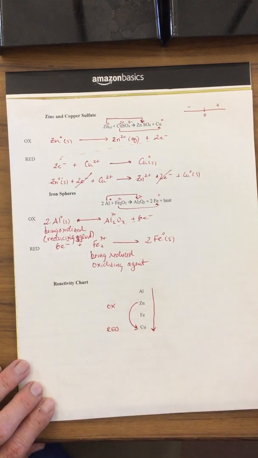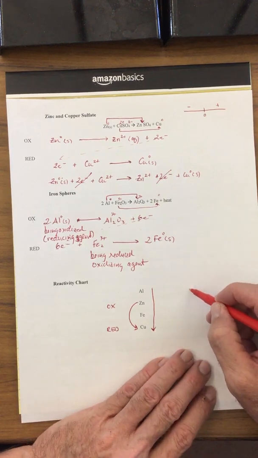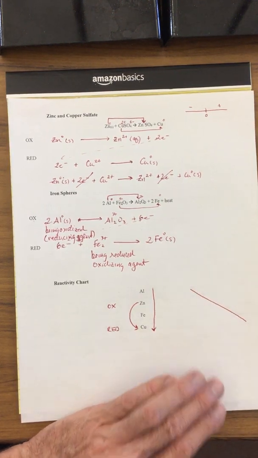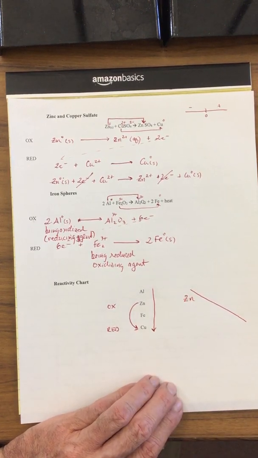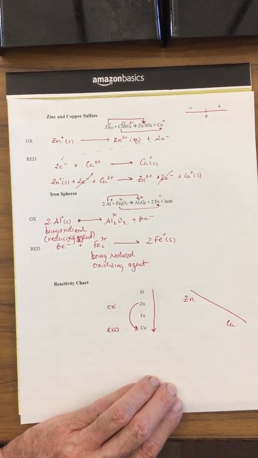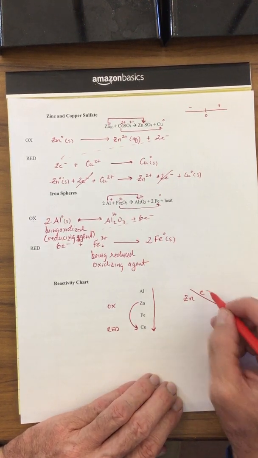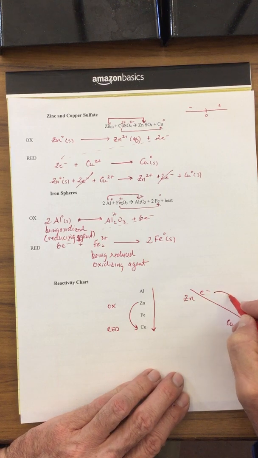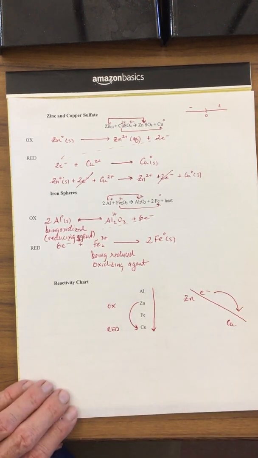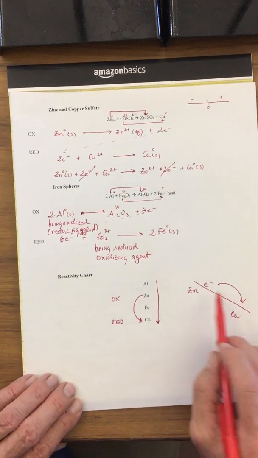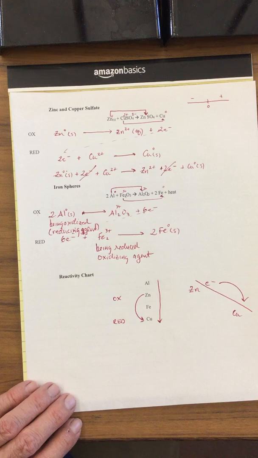This is being reduced. Now think of this like a hill. At the top of the hill, we have the zinc. And on the bottom of the hill, we have the copper. And this electron is going to naturally go down into this lower state. It's going to go from a region of higher activity to lower activity.